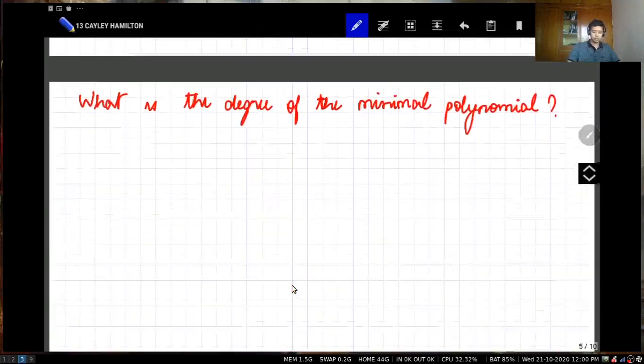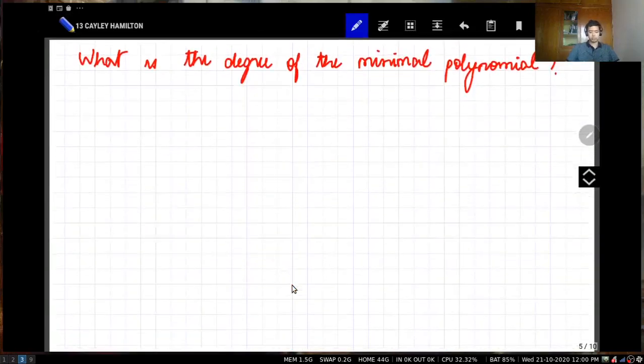But first, let us ask the question: what is the degree of the minimal polynomial? But even before that, can we always find a minimal polynomial? Right? Is there a finite m such that there exists a polynomial of degree m which is annihilating A? And a very loose bound on the degree of the polynomial can be found in the following way.